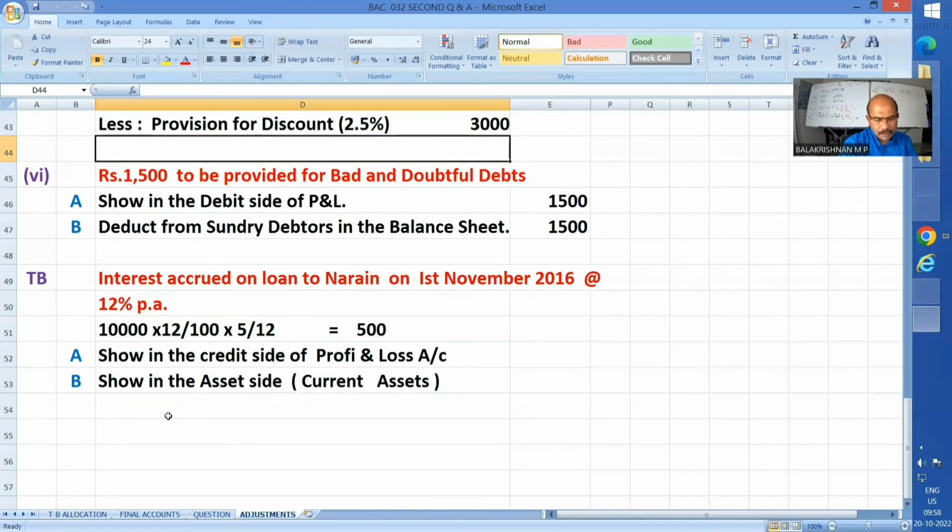Okay. And what you will do with this amount? Show in the credit side of profit and loss account, and also being a current asset, show in the asset side. So that's all about the adjustments.